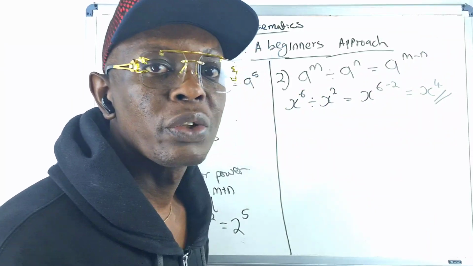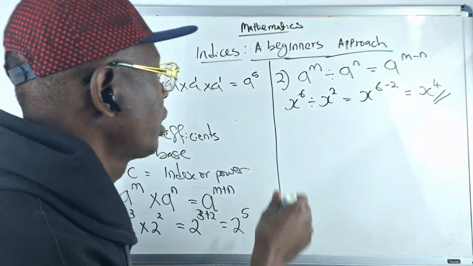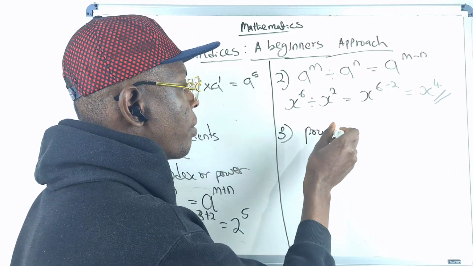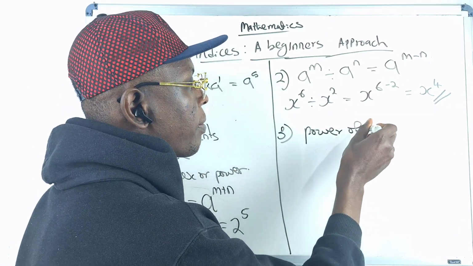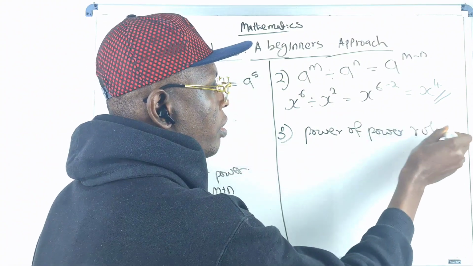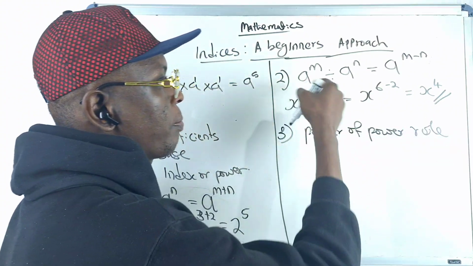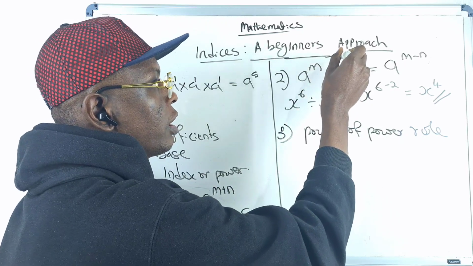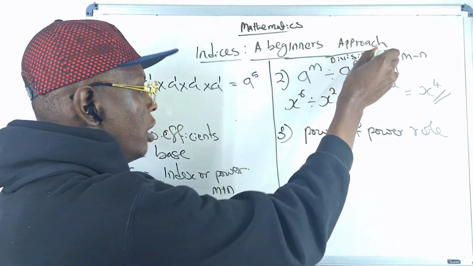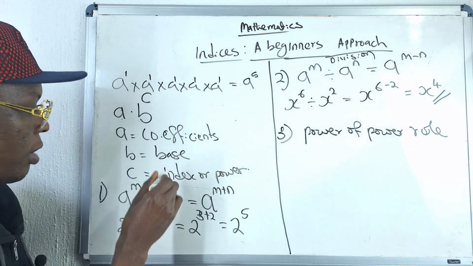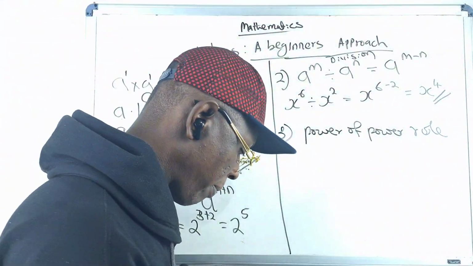Okay, guys. So the third rule is the power of a power rule. Remember the previous one I said this is the division, this is the multiplication. So this is the power to a power rule.